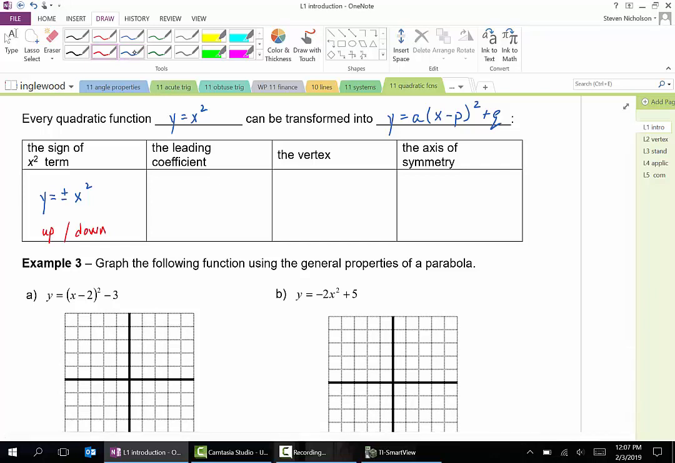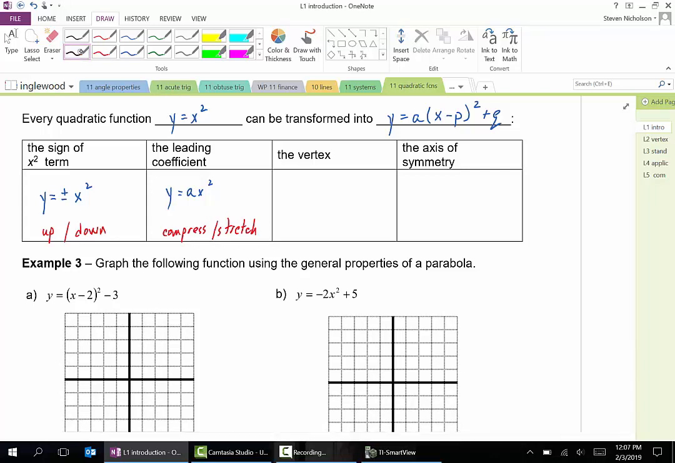Now, as soon as you put a number other than 1, again, this is the compress, this is the stretch. Now, if it's a -2, it's flipped upside down and stretched down.